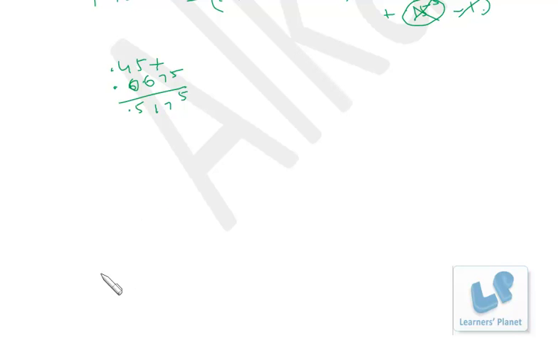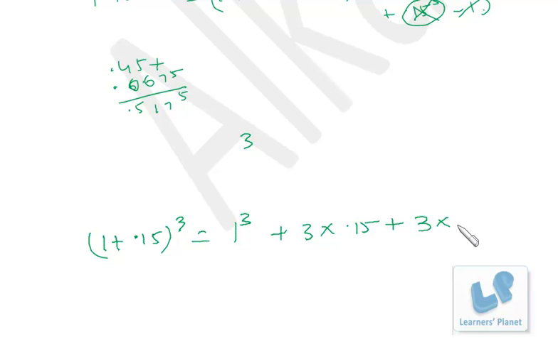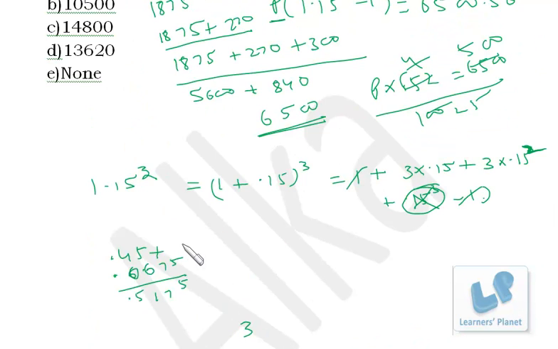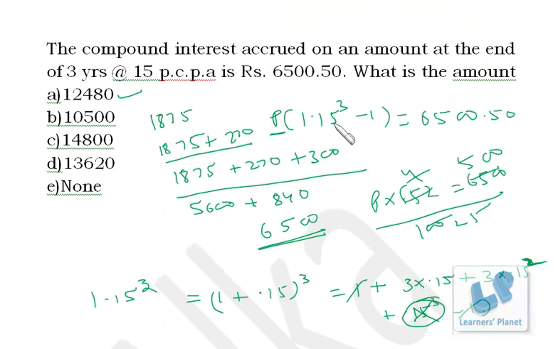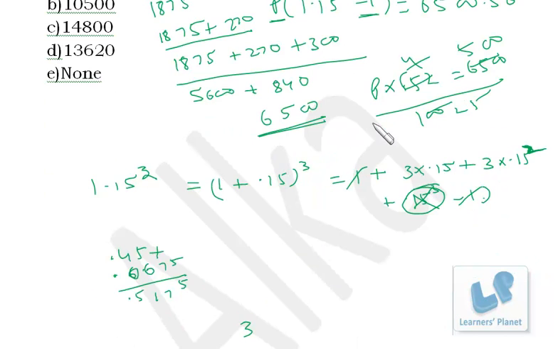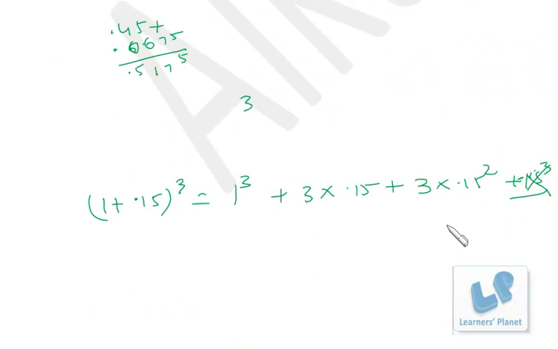1 plus 0.15 whole cube will be a cube, 3 into a into b plus 3ab square, and the next term is not at all required. You can eliminate this, right? And there will always be a minus 1 in the calculation, because to find the compound interest we need to deduct 1. That means P is actually common, so you deduct 1, this one and this one will be cancelled. So you are left with this much calculation.